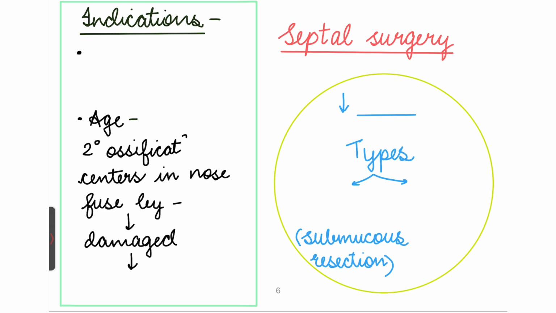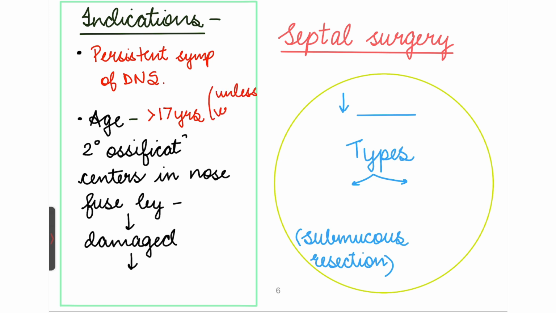The indications of this surgery are persistent symptoms of DNS, that is deviated nasal septum. I have covered this topic in another video. The age of the patient has to be more than 17 years, unless it is very severe. If it is severe, we can do it in children less than 17 years old. Why this 17 years? Because secondary ossification centers in the nose fuse by 17 years, and if they get damaged, it can cause facial deformity.